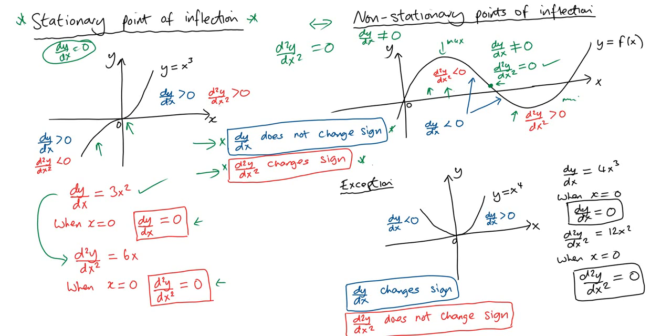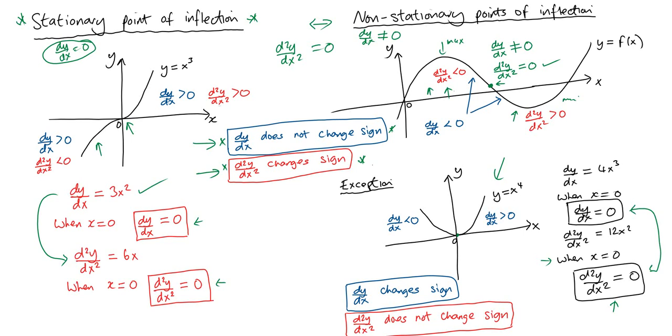Now there is an exception that they may or may not ask you. It does come up, and it's a classic: y equals x to the power of 4. If you differentiate it, you get 4x cubed, and putting x equals 0 in, we get dy by dx equal to 0. So it's a stationary point. Then when we differentiate again, we get 12x squared, put x equals 0, and we get d2y by dx squared equal to 0. Everybody's going to think it's a point of inflection. But it's not a point of inflection.